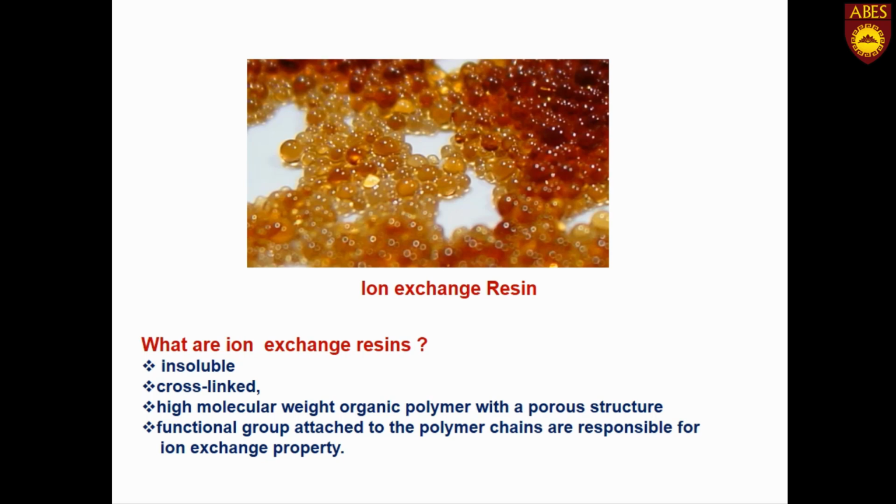Ion exchange resins are cross-linked high molecular weight organic polymers which are insoluble in water, and they have a porous structure. One of the major characteristics of these polymers, which are also known as resin, which makes them suitable for the ion exchange process, is that they have functional groups attached to the polymer chains, which are basically responsible for their ion exchange property.